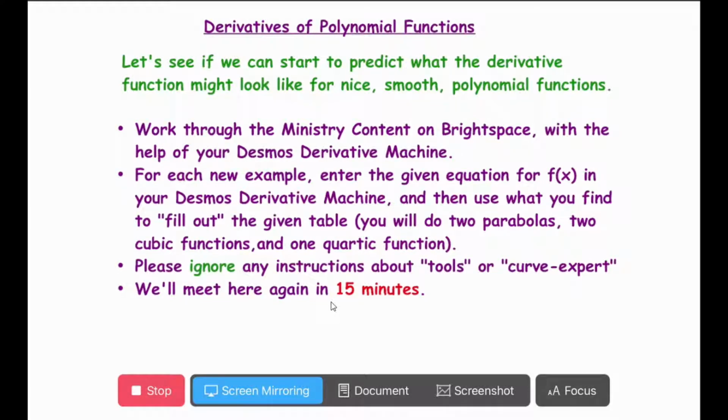If you have not done so already in our previous video, please go and play around with your Desmos derivative machine. If you are watching this during class, then let's read through this and see what you should be doing.